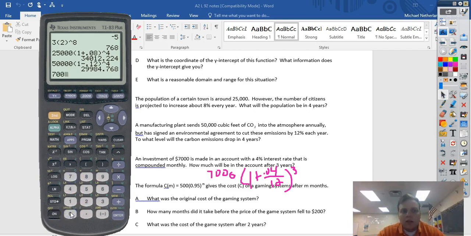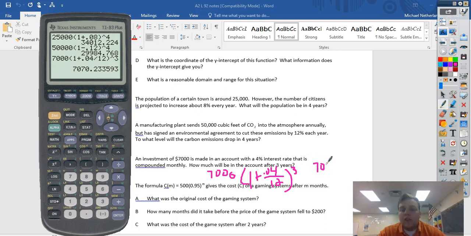So 7,000 times 1 plus 0.04 divided by 12 raised to the third power. We press enter and we get 770.23. So if you have an interest rate of 4% and your investment compounds every month, okay?